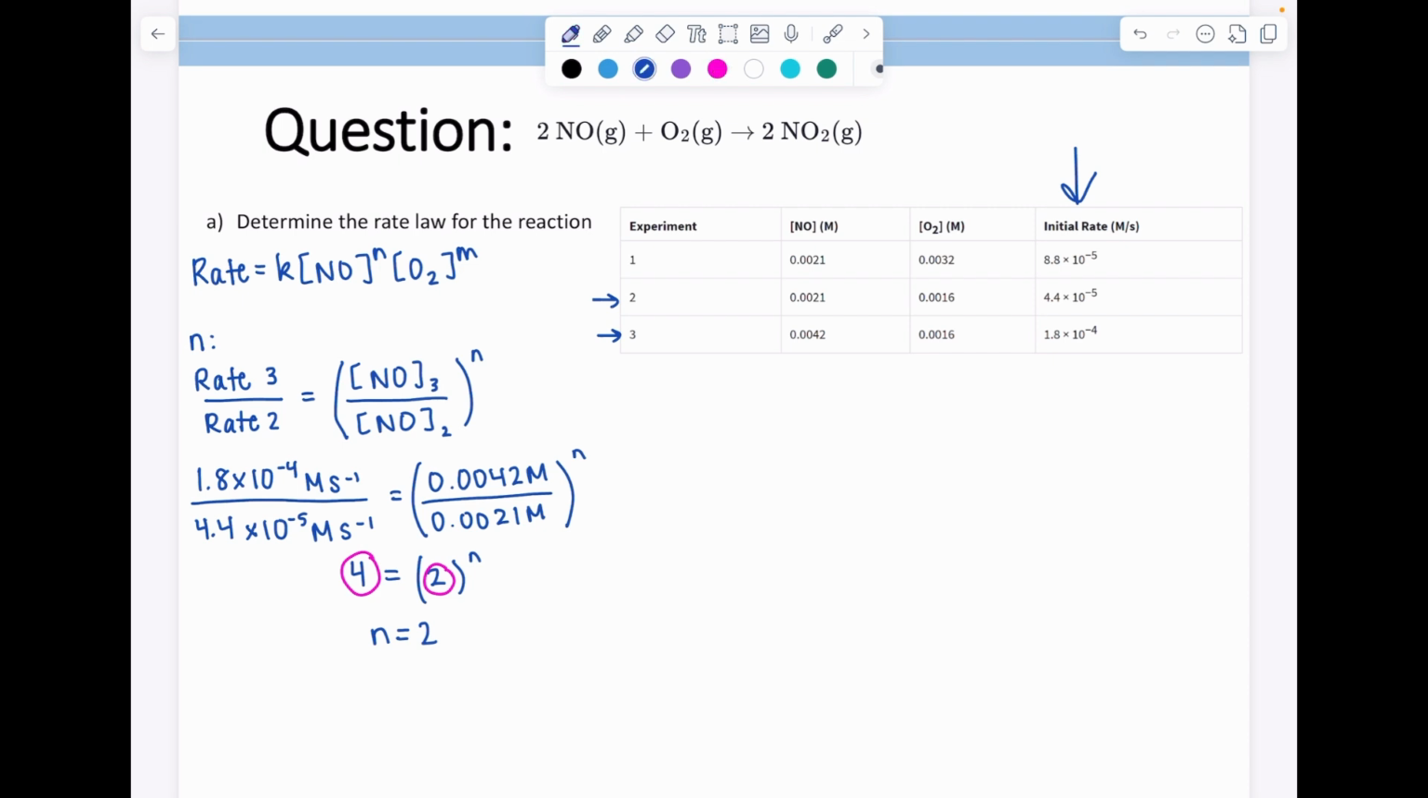Okay. I'll use a different color here. Oops.